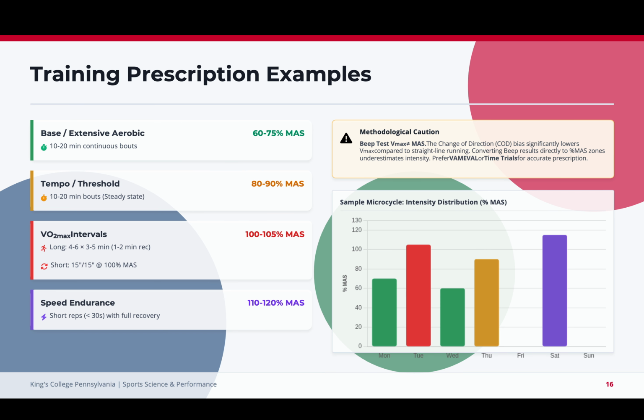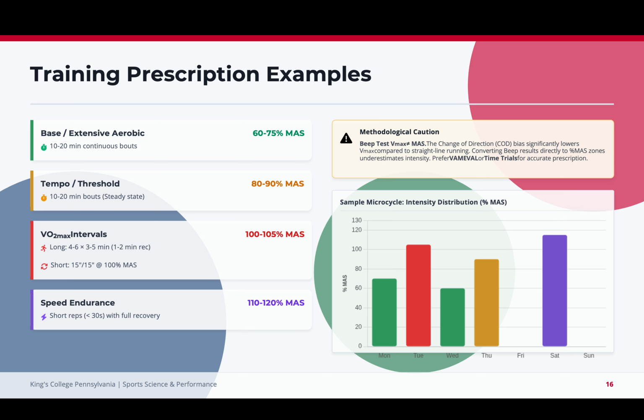Here are some training prescription examples. Extensive aerobic: 10 to 20 minute continuous bouts, 60 to 75% MAS. The tempo threshold: 80 to 90% MAS for 10 to 20 minute bouts at a steady state. VO2 max intervals, long: 4 to 6 times 3 to 5 minutes with 1 to 2 minutes recovery. The short will be a 15-15 at 100% MAS.